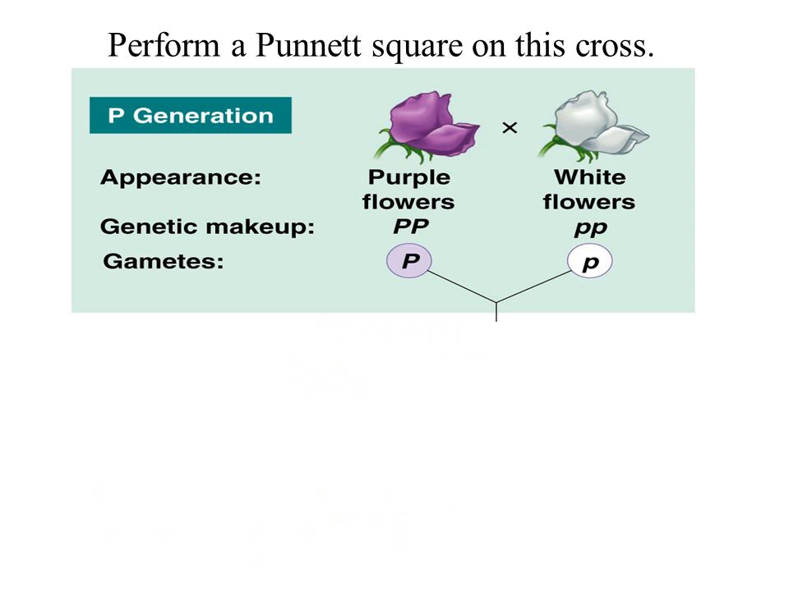I would like you to now perform a Punnett square on this cross. Please draw out the Punnett square. Take a purple flower and cross it with a white flower. If you are not finished, please pause the video.